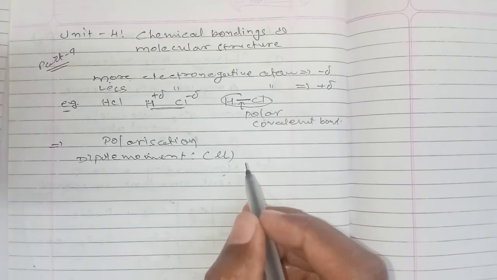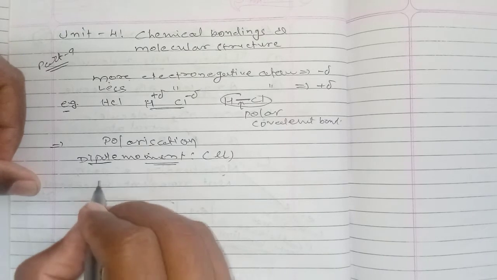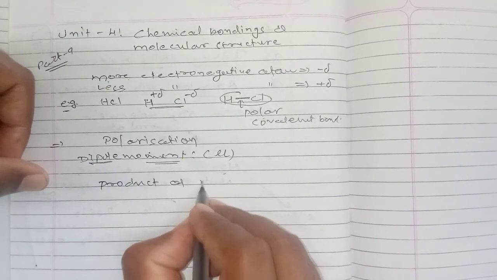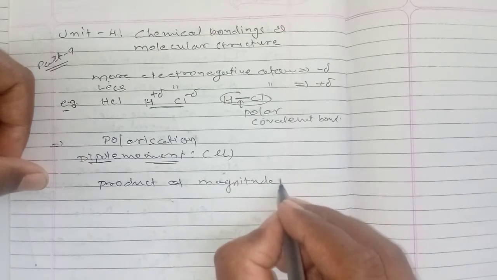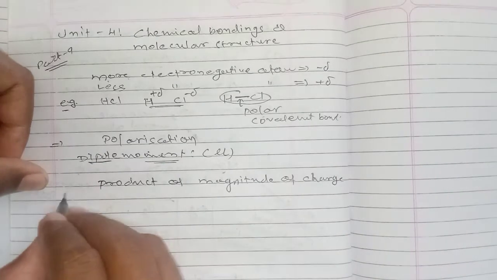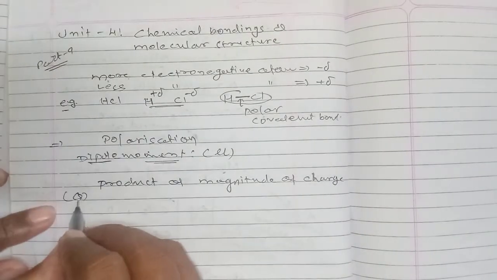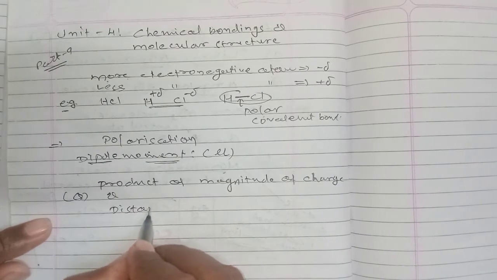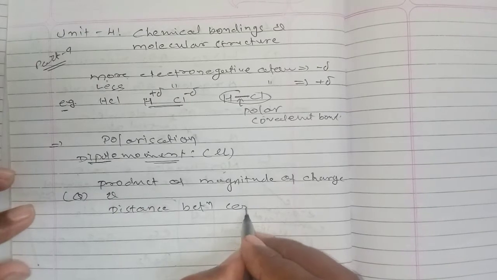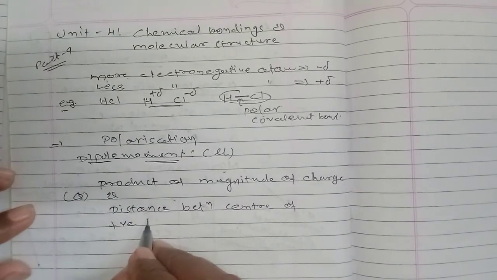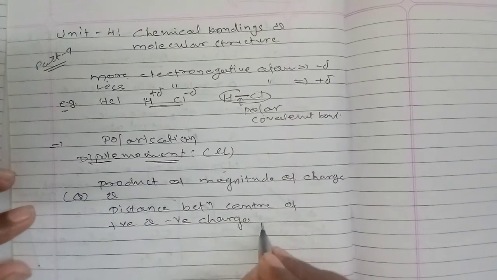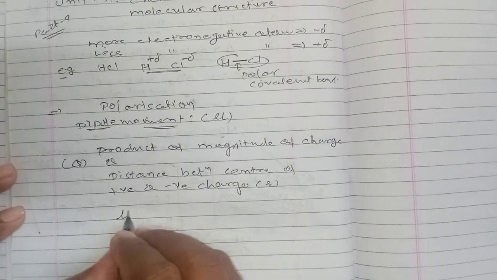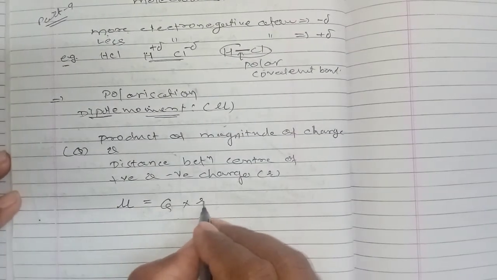Now, the dipole moment is defined as the product of the magnitude of charge, in coulomb, indicated by capital Q, and the distance between the centers of positive and negative charge, which is indicated by small r. Mathematically, it is expressed as mu equals Q multiplied by r.